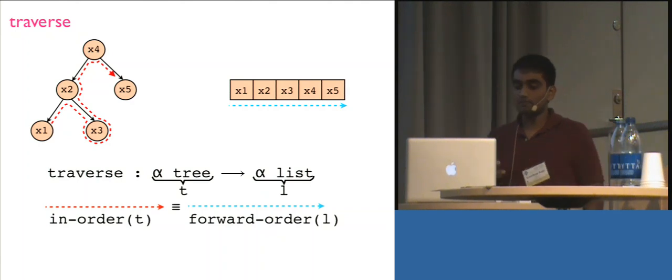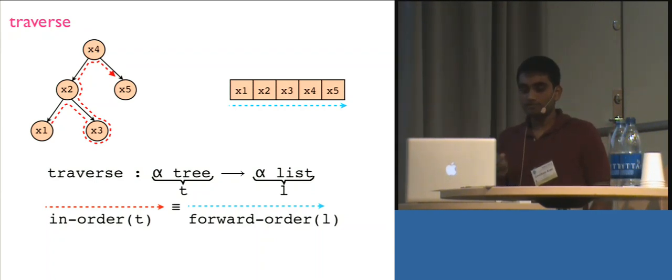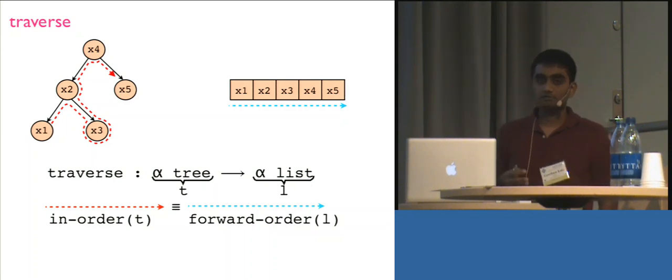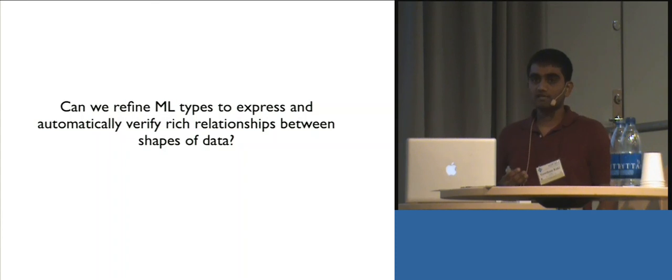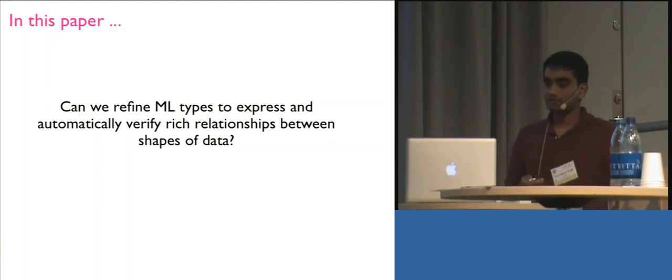So if we indicate the former with the red dotted line and the latter with the blue dotted line, and we call them the in order of T and the forward order of L respectively, we have the invariant: the in order of the tree T is the same as the forward order of the result list L. Definitely the simple type of traverse did not capture this particular shape invariant. So we asked the question: can we refine ML types in order to express these sorts of rich relationships among the shapes of data, and automatically verify them against the implementations? This is the question that we consider in this paper.